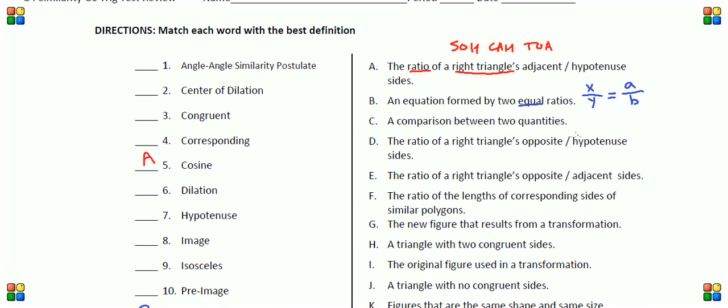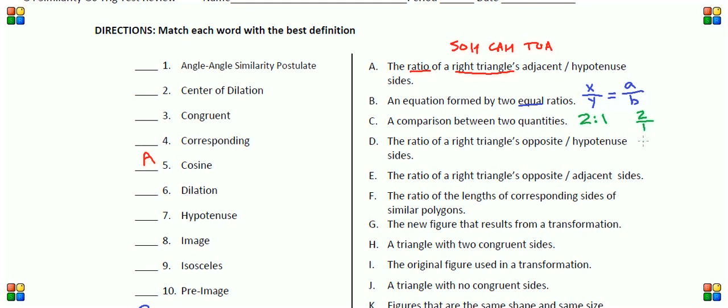Okay, letter C. A comparison between two quantities. Again, two words, comparison and quantity. So quantity is just a number, a value that counts something, and comparing them together. Here's one way to look at that. We've done this in class. Let's say that I said 2 to 1. That's comparing 2 to 1. And you can see that is a ratio. Another way to write a ratio is you could write it as a fraction, 2 over 1.